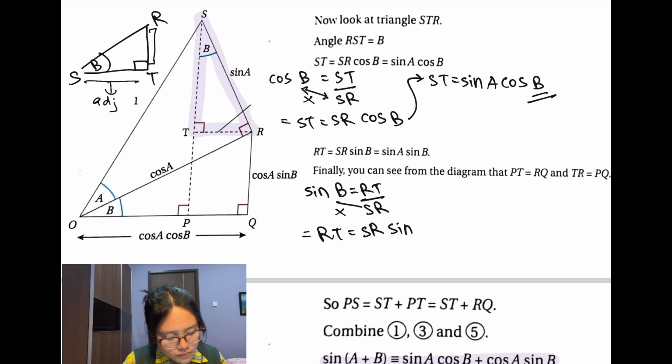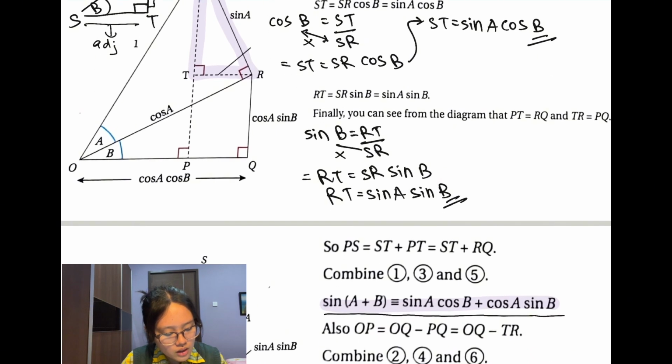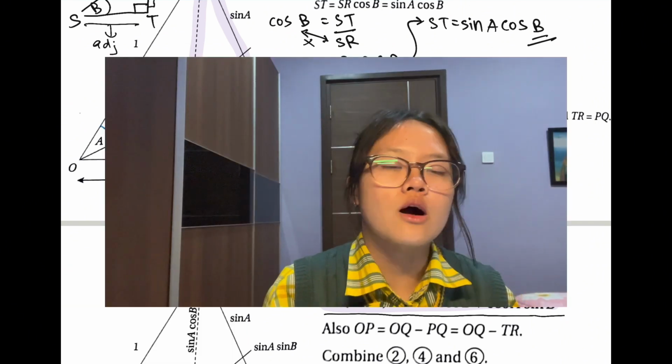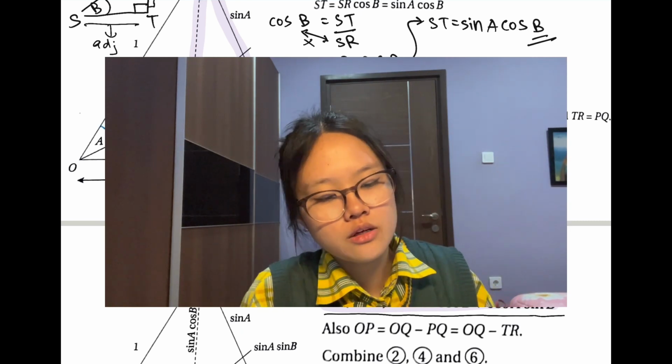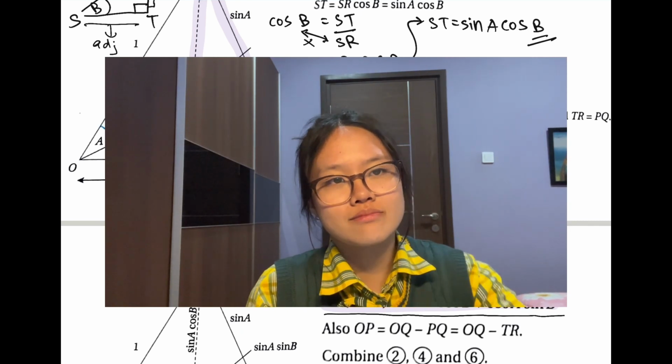So I'm just going to multiply them like this. So it will become RT equals SR sin B. Because again we already know SR is sin A, we're just going to write RT equals sin A sin B. And that's all for my explanation on how we get each of these equations.